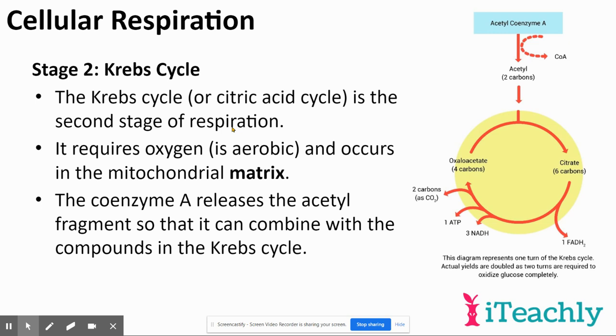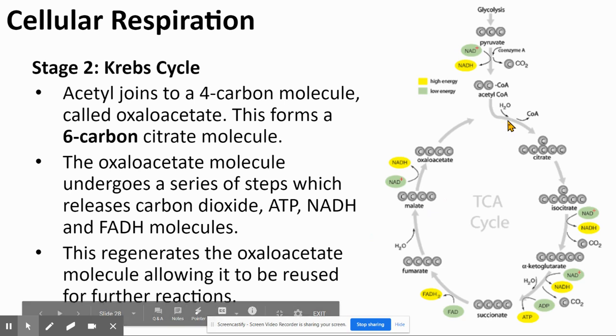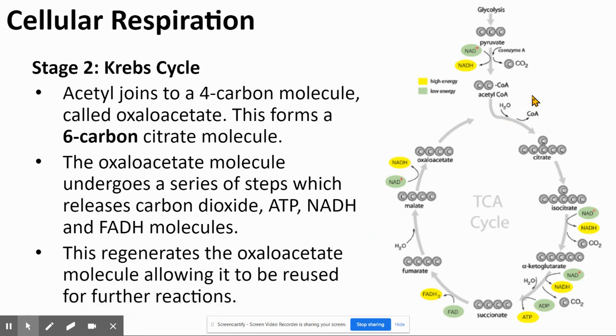And this also occurs in the matrix. And I'm going to show you this actually here. So this shows you that really you could just keep track of the carbons. So far in glycolysis you make the pyruvate, and then in the link reaction you made the acetyl-CoA. All right, and now it is going to pick up a water. It's going to lose this CoA, and this is citrate, and this is 6 carbons, right? So this has 6 carbons.